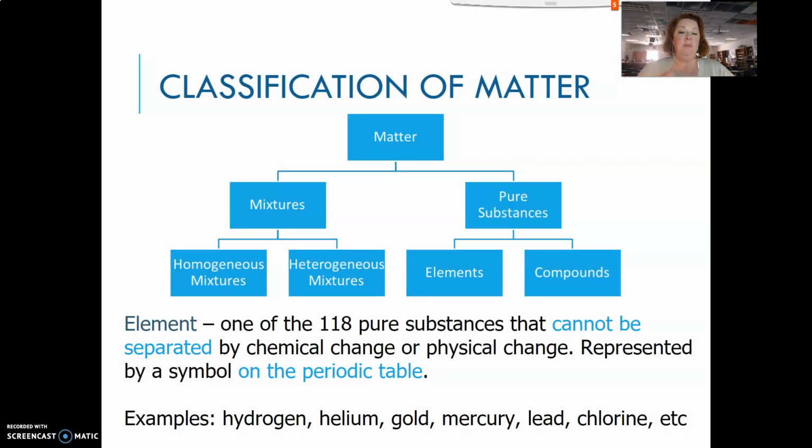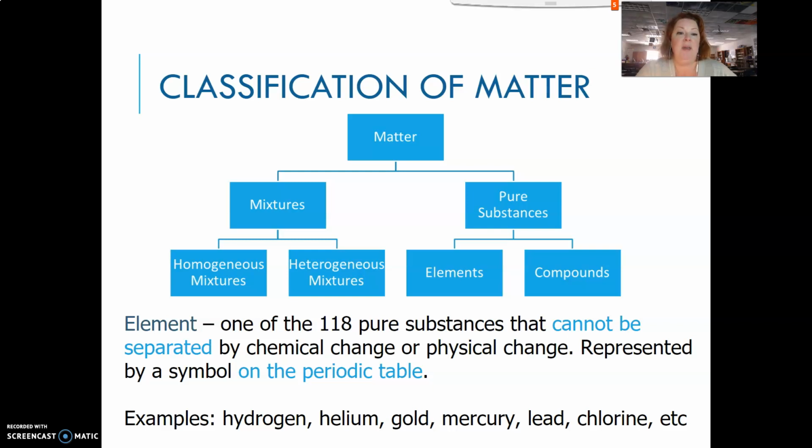Then we're going to go over to the pure substances side and first look at elements. So elements we can find on the periodic table, 118 now, that cannot be separated by chemical change or a physical change. They are represented by a symbol on the periodic table. Remember, you are learning your elements, and be very careful about the symbols. If it is just one letter, it is always capitalized. If there are two letters, the first letter is always capitalized, the second is always lowercase.